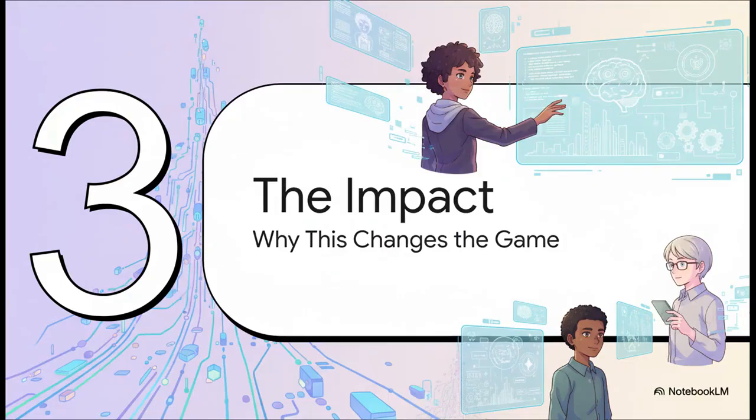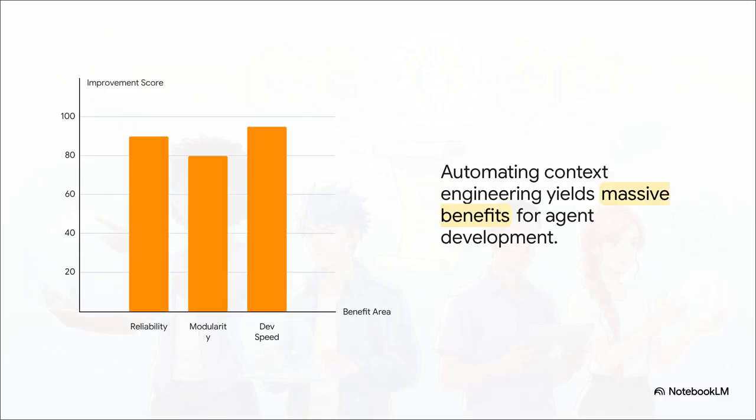Okay, so what's the real-world impact here? Why does automating all this stuff really change the game for developers who are trying to build useful AI? Well, the benefits are huge, and they really fall into 3 buckets. First, your agents just become way more reliable because their instructions are crystal clear. Second, your whole system becomes modular. You can reuse and update these skills easily. And third, your development speed just goes through the roof because you're automating what used to be a super tedious manual process.